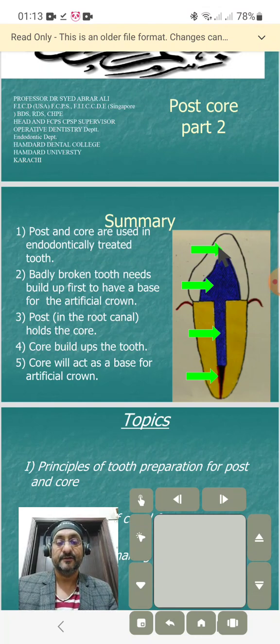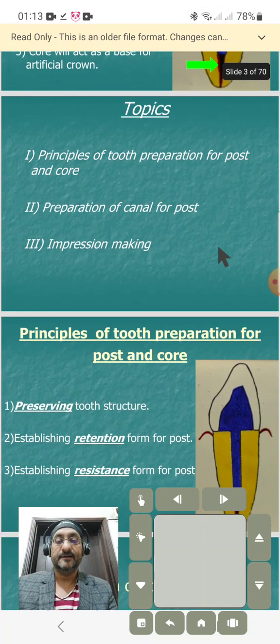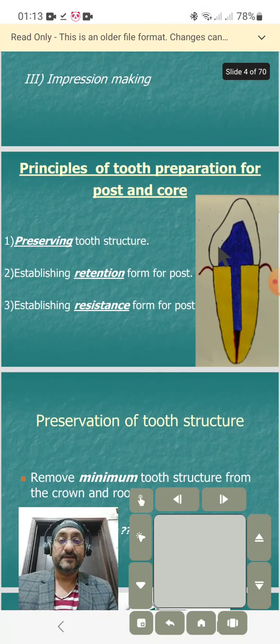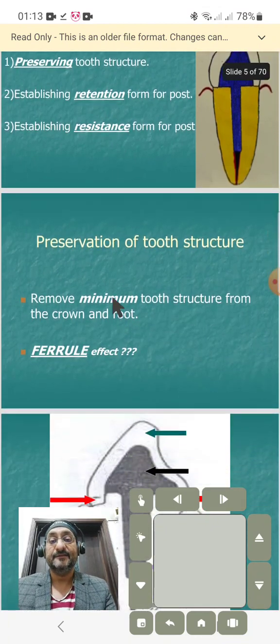the artificial crown. So the topic we'll be discussing today is divided into principles of tooth preparation for post and core, preparation of the root canals for post, and impression making. So the principle of tooth preparation for post and core is the preservation of the tooth structure and establishment of resistance and retention form.